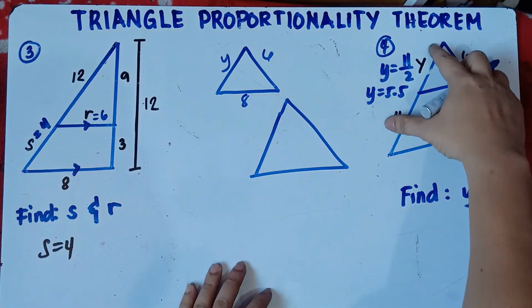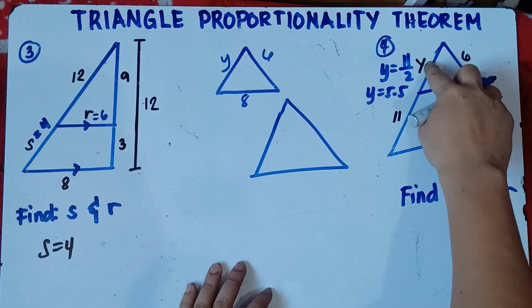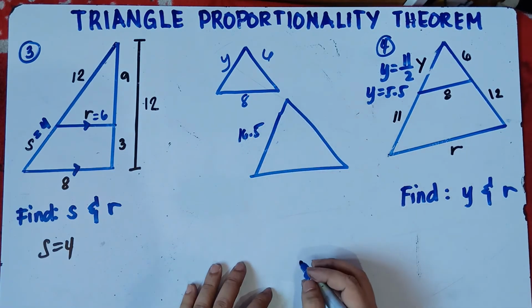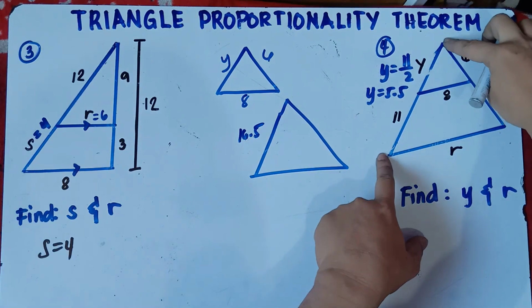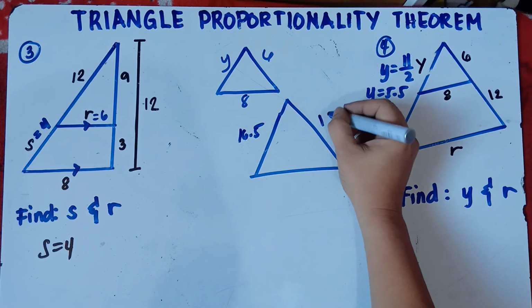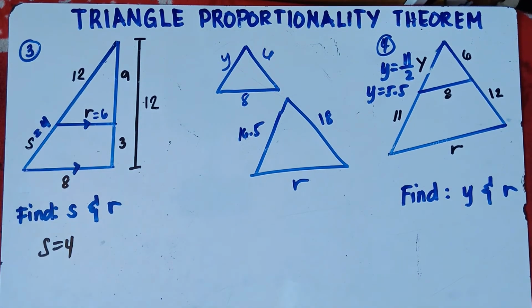For the big triangle, that would be y plus 11. So our y is 5.5 plus 11. This will be 16.5. So this side, class, the total, the larger triangle. And this side, 6 plus 12, this will be 18. And this will be r. So we're told to find r.